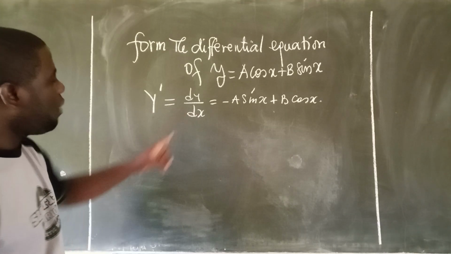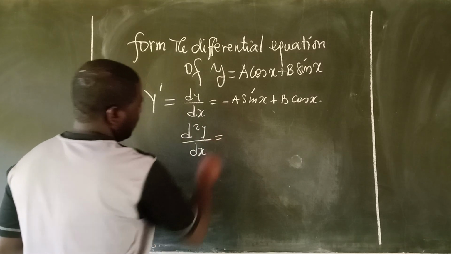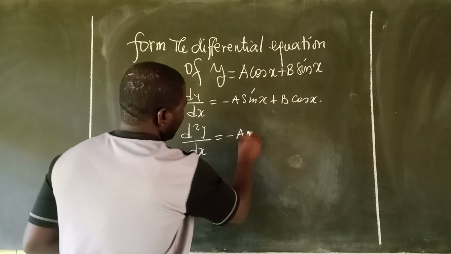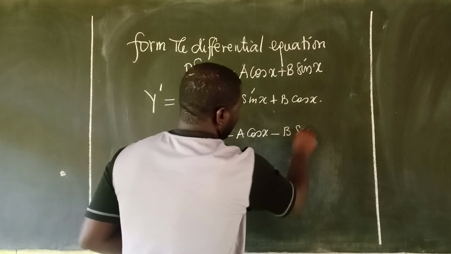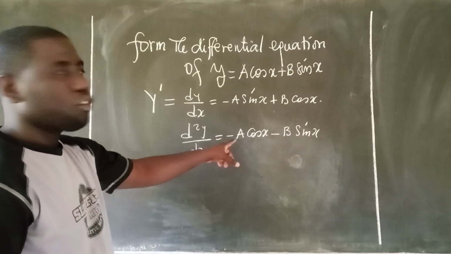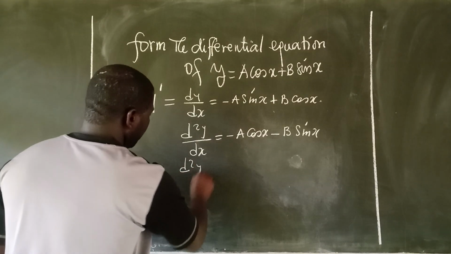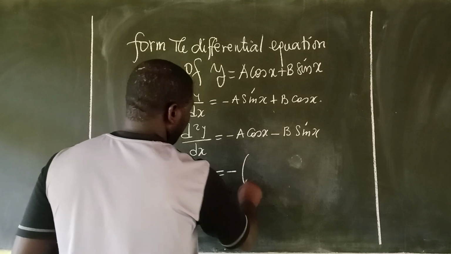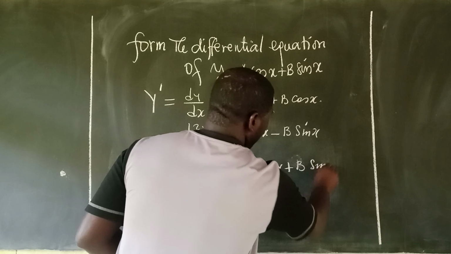The second derivative here will be equal to minus a cosine x minus b sine x. Let us factorize the negative. This second derivative will be equal to minus, a cosine x plus b sine x.